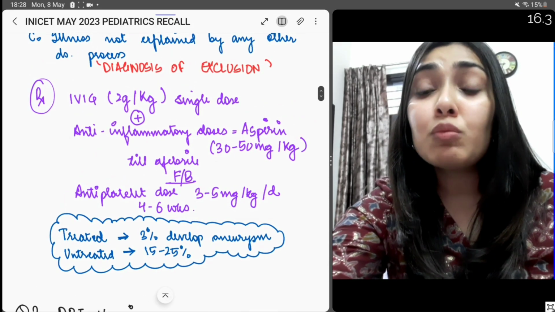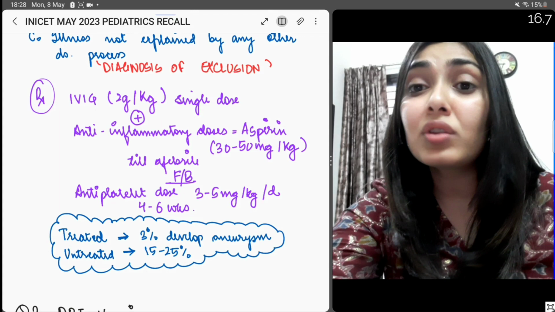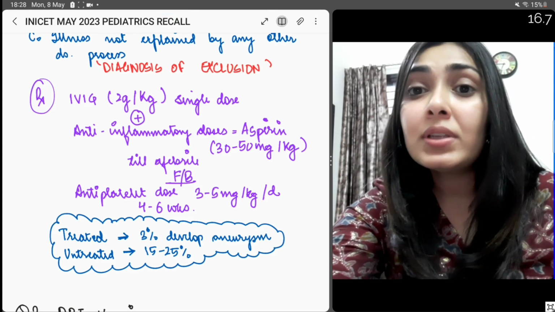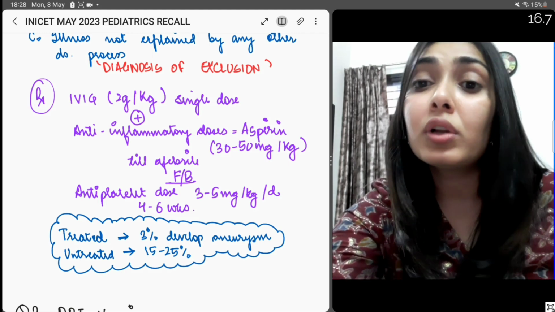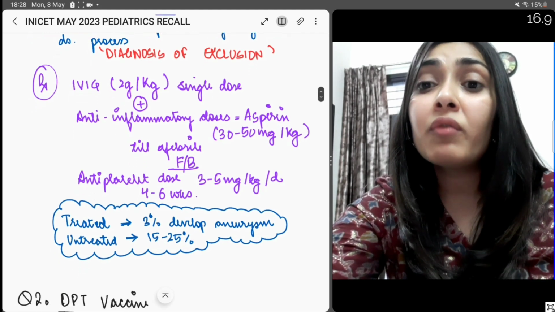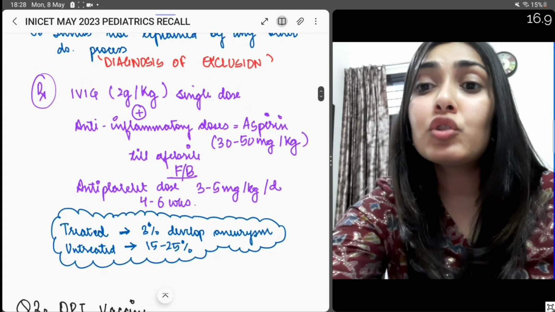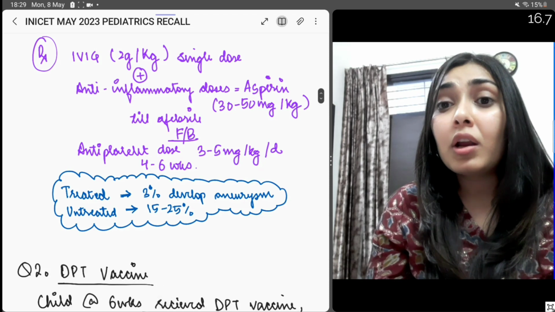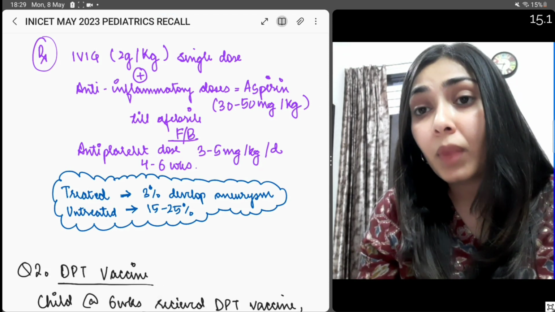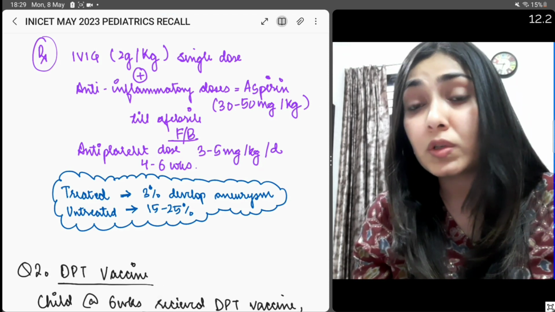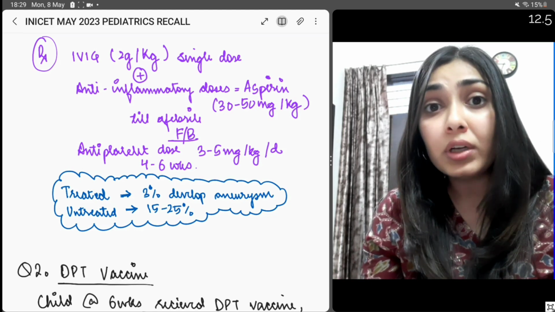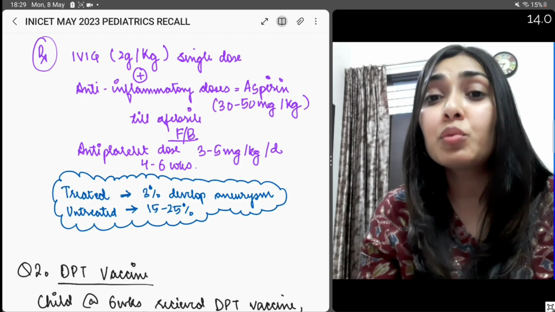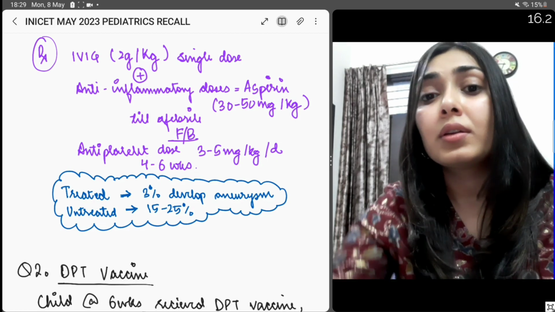Why is this management very important? Because a very dreaded complication, that is coronary artery aneurysm, has a very poor prognosis. It is one of the causes of MI in children along with Alkappa. So when we treat these Kawasaki disease children, only 3% develop aneurysm, but untreated develop around 15 to 20% aneurysm, and they have a very poor prognosis. So that's why treatment is really important, and that is the possible reason why they keep on asking the management and pointers related to Kawasaki disease.